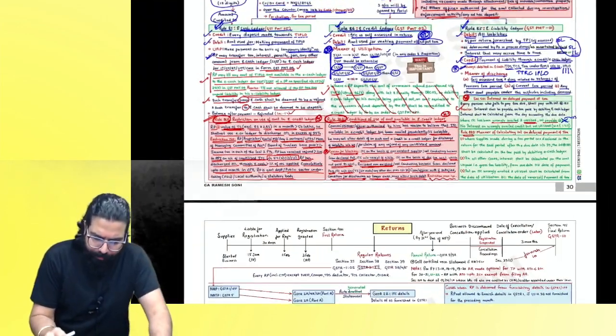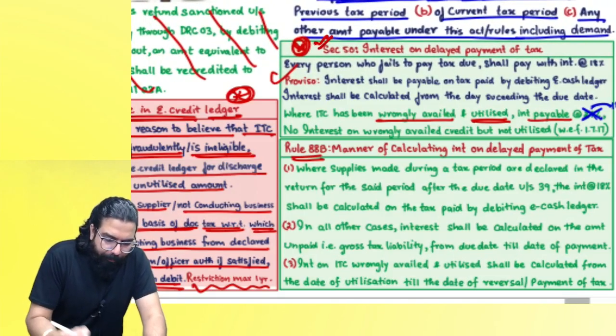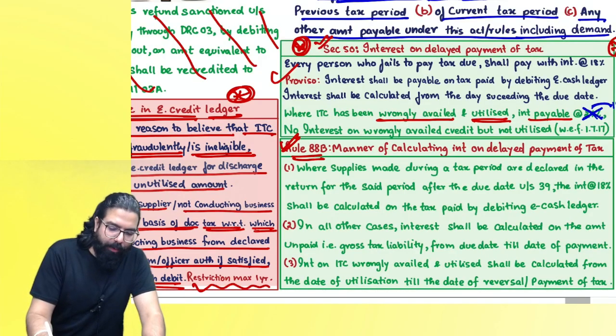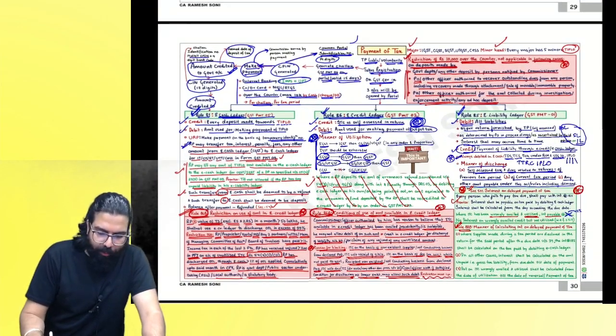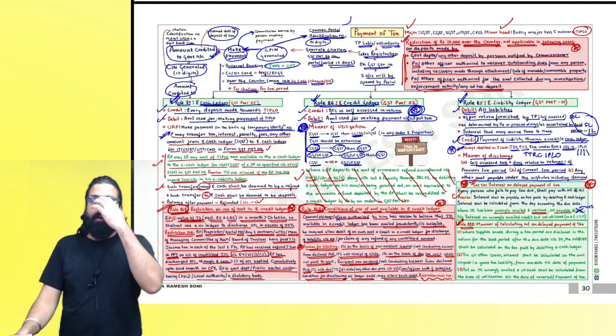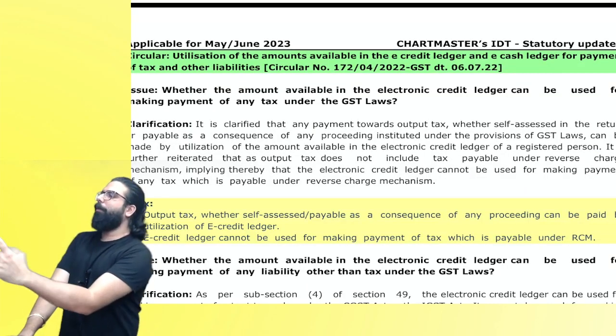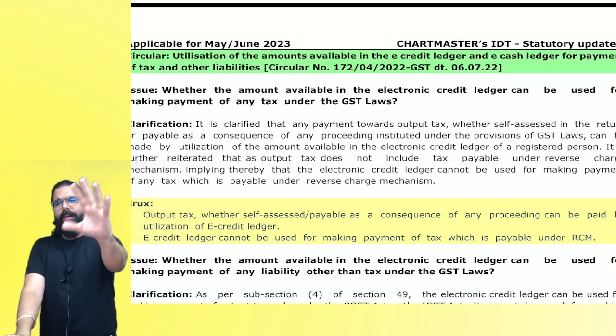Listen, here. Section number 50, read with rule number 88B. I've already explained it to you. Very, very important from the exam point of view. Please be very careful about it. Okay, everyone? Now listen. One more small circular has come. Everyone, you know already. You know already. But you tell me.